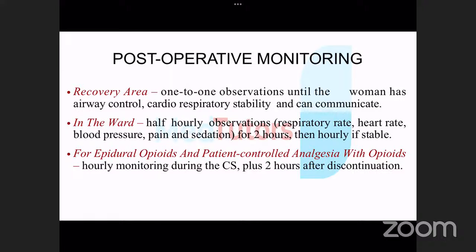For patients on epidural opiates and patient control analgesia on opiates, you monitor hourly during CS and then 2 hours plus 2 hours after discontinuation. Because if they are on epidural, especially with opiates, you need to monitor how much they are doing. But of course, when you discontinue epidural, you should monitor up to 2 hours after discontinuation because you want to know whether the opioid has escaped, has gone into the circulation, and can cause serious respiratory problem. Next slide.